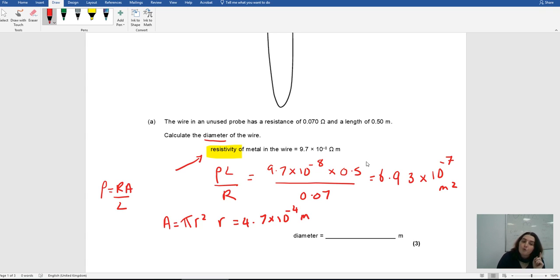And of course, the question wants the diameter. This is how they normally trick you. They either give you the diameter or they ask for the diameter. So just be aware of things when you're calculating radii. Did they want the diameter or did they give it to you? So times that by 2, and I get an answer of 9.4 times 10 to the minus 4 meters.